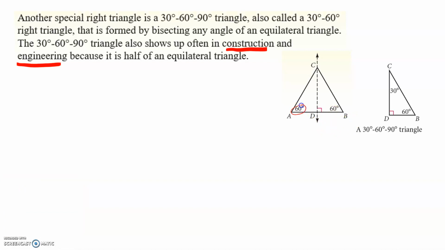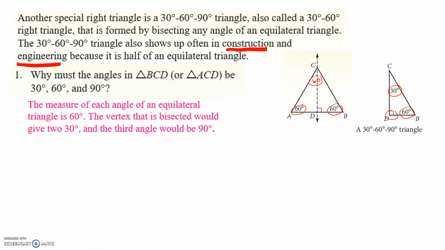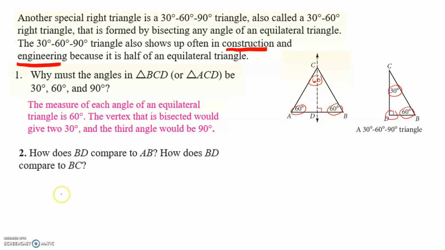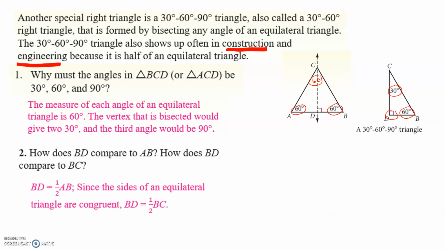So this is 60 degrees, this is 60 degrees, and this is 60 degrees. But when we cut it in half, this piece up here becomes 30 degrees. That's a 30 degree angle, a 60 degree angle, and a 90 degree angle. So it says, why must the angles be 30, 60, and 90? Well, that's because I said in an equilateral triangle they're all 60, but I cut that one in half. How does BD compare to AB? And how does BD compare to BC?